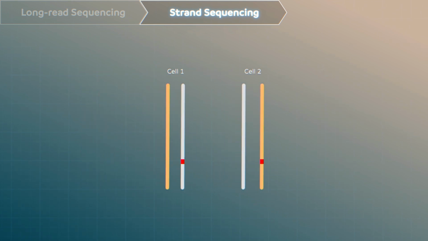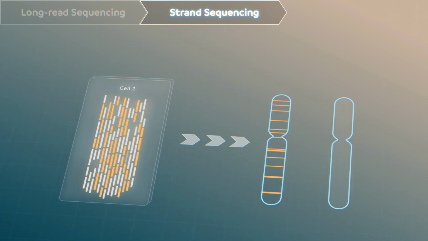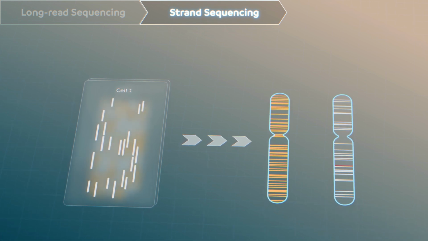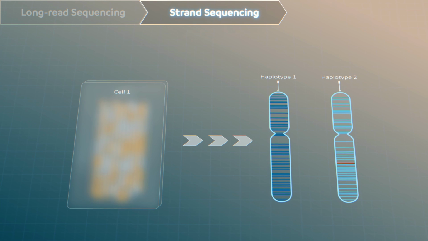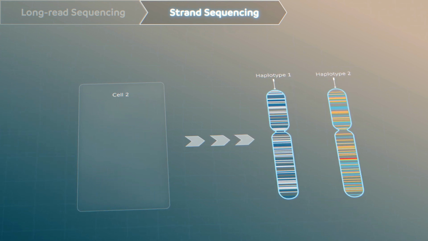By comparing sequenced forward and reverse strands to a reference genome, it is possible to figure out which genetic variants are inherited together as a haplotype on the same chromosome, allowing us to tell the parental chromosomes apart. Typically, 20 to 50 cells are needed to get a complete picture.